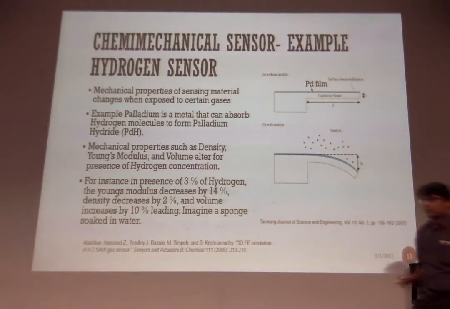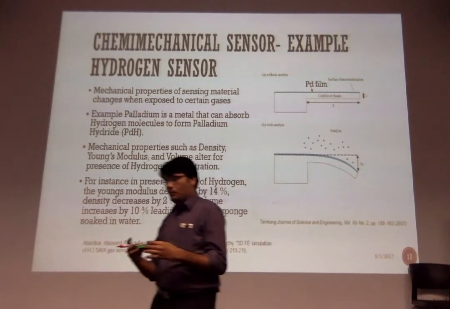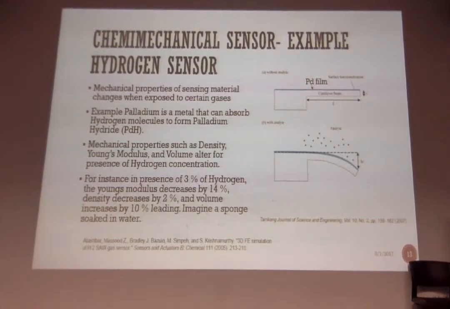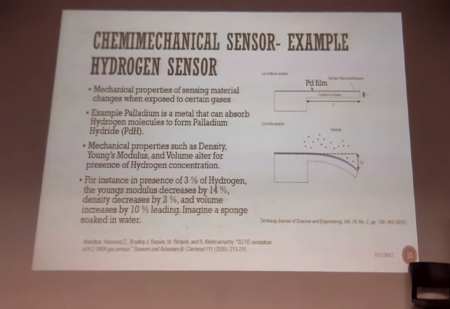So when palladium is exposed to hydrogen, the hydrogen molecules are very favorable to it. They go and sit there and they form palladium hydride. This is something like I have a sponge, I dip it in the water, the water molecules just stay, and what happens to the sponge? It expands. What happens to the mass of the sponge? Increases. So how much water the sponge can accommodate is how much water it absorbs.